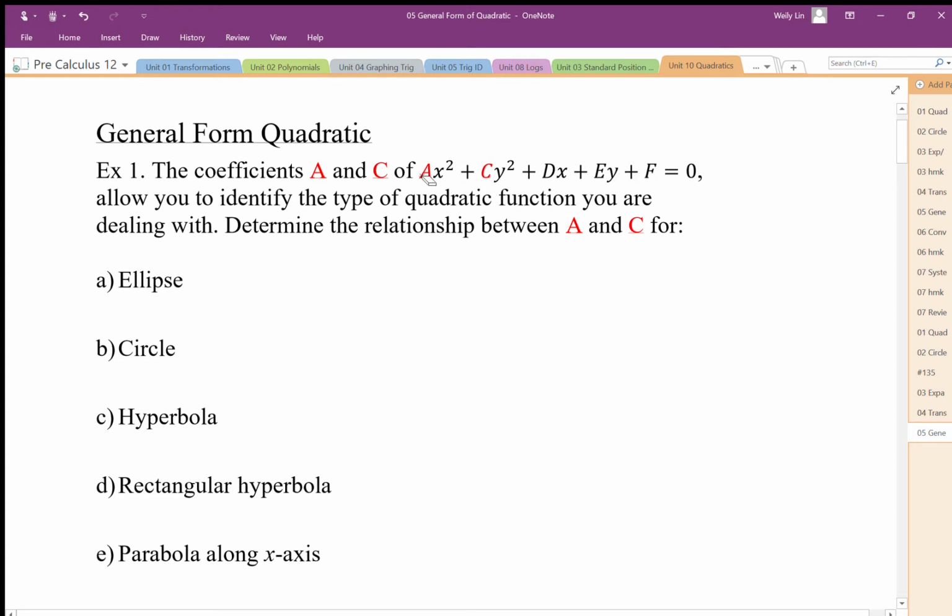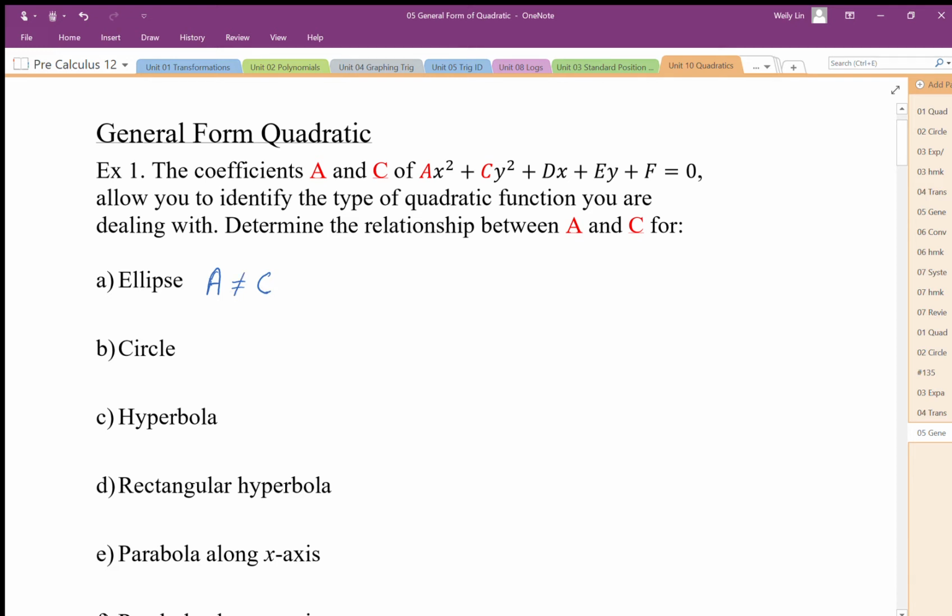And the coefficients on A and C help us establish what type of quadratic we're dealing with. If we want to have an ellipse, we have to have it non-symmetrical. So A and C need to be different. What we can start with for this is we can say that A is not equal to C.